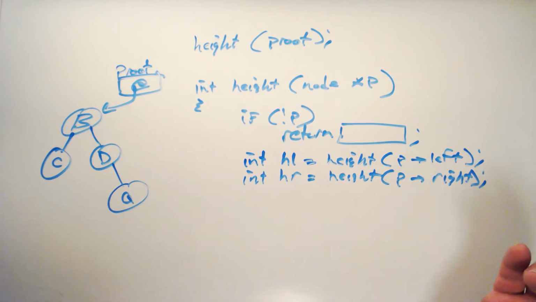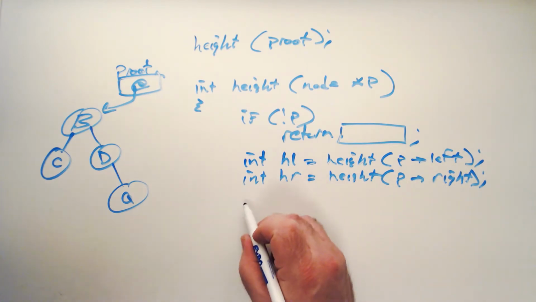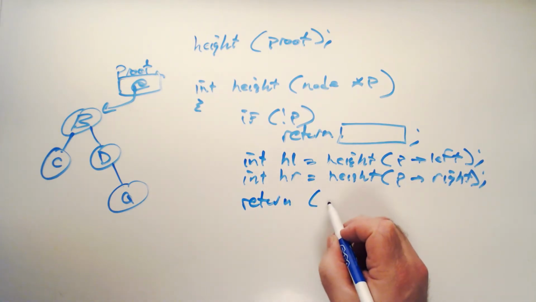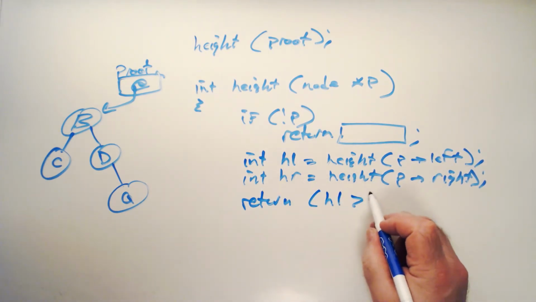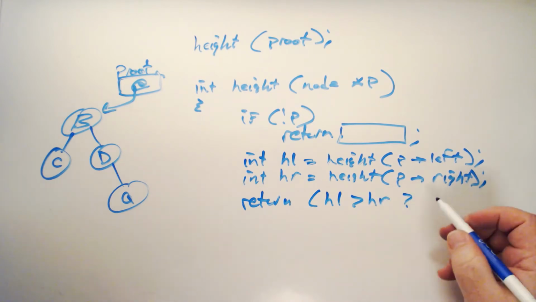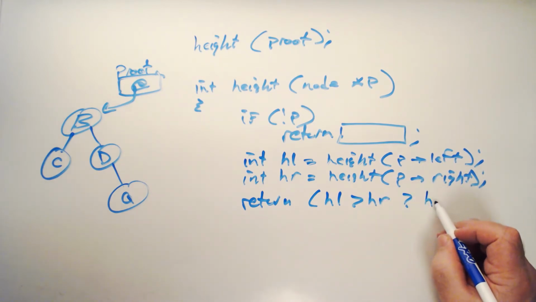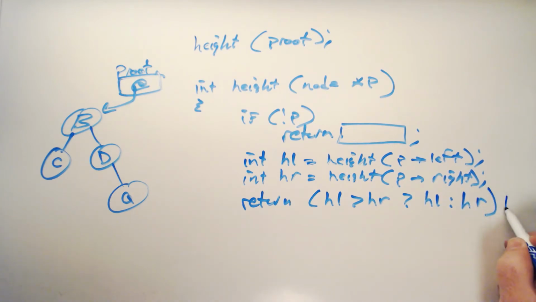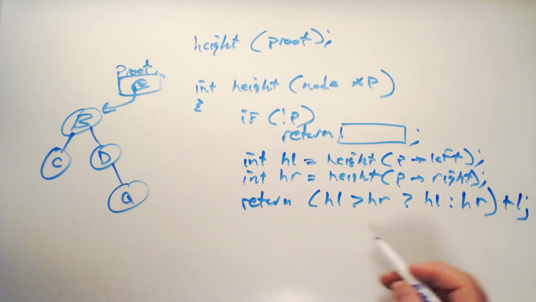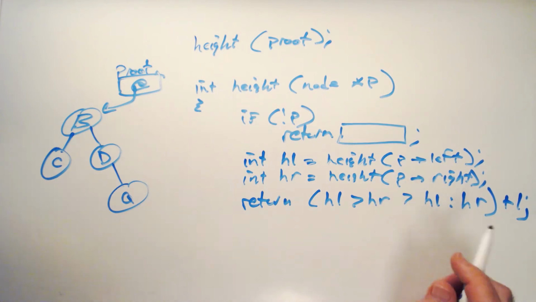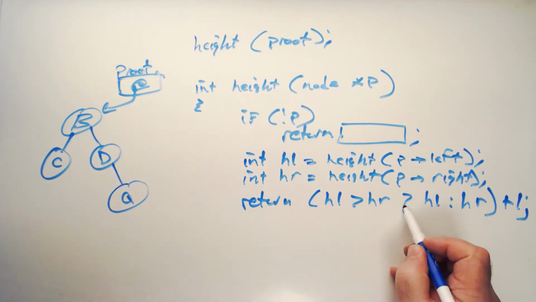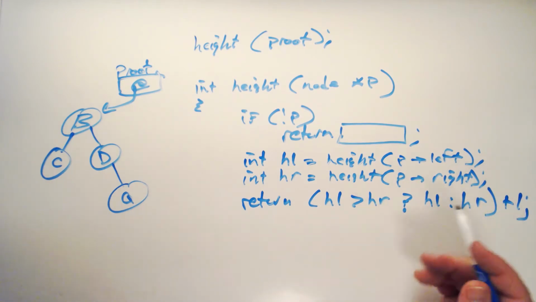What do we do with all that? Well, you take the biggest one and you add 1, right? So return. What am I going to do? I'm going to say if height of left is greater than the height of right, then I will return the height of left. Otherwise, I'll return the height of the right tree plus 1. All right, that's all on one line. You know how to use the question mark operator, right? You ask this question. Ruined my question mark. You know how to use it, but I don't know how to write it, apparently.